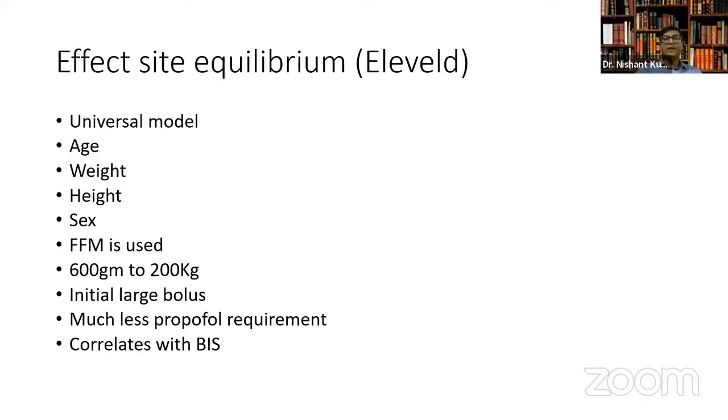Now, Eleveld is one model which is universal. All you have to do is enter age, weight, height, and sex. Fat-free mass is used, which is based on, again, calculations. It can be used from 27 weeks post gestation till 88 years, so 600 gram to 200 kg weight. It gives an initial large bolus, although over a period of time, much less propofol requirement than the other two models. And the main thing was that it is more physiological, because when this model was developed, it took into account the best values as well.